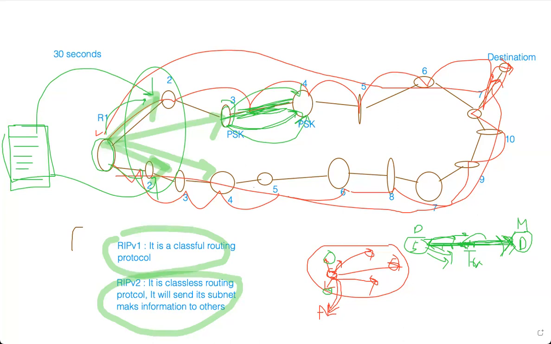So how do you configure RIP? For example, let's take two networks, router A and router B.